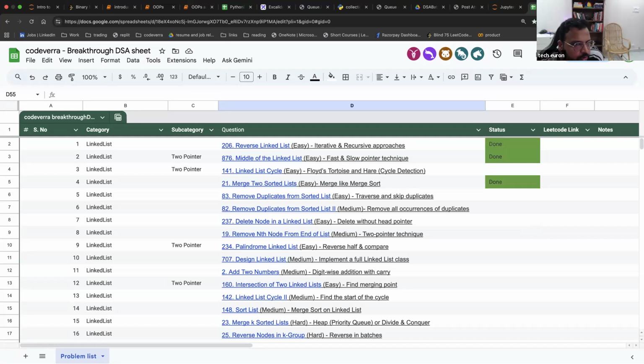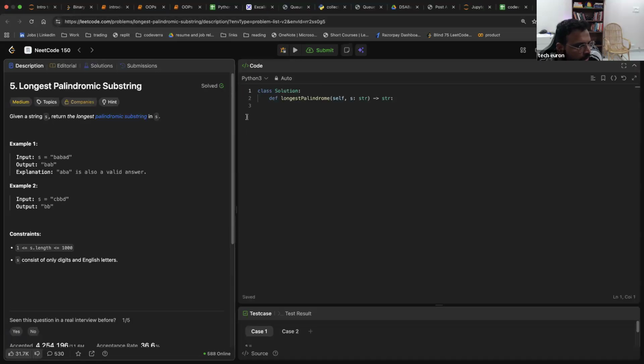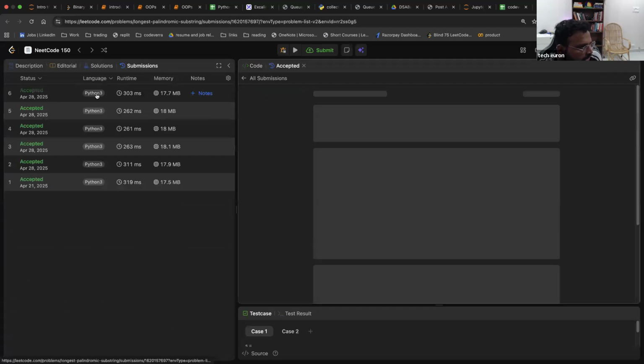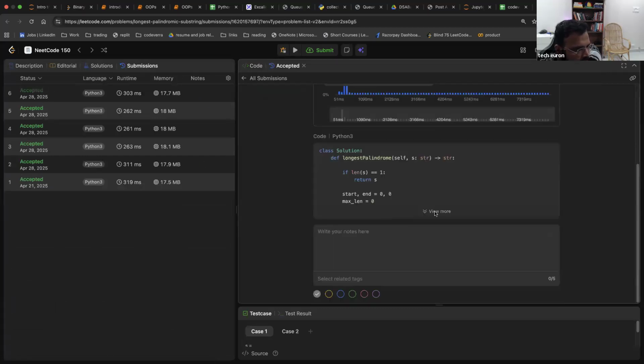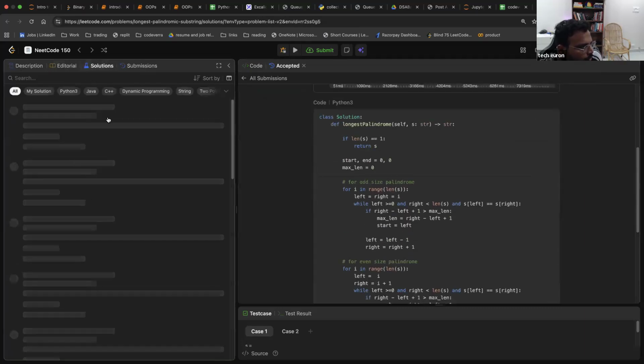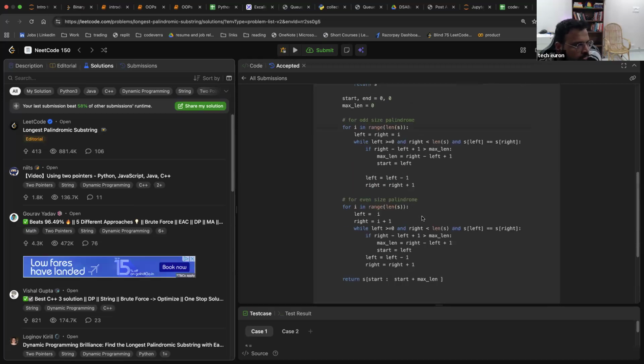Then you go to LeetCode and you look at other people's solutions. For example, this question, longest palindromic substring. Suppose I have written some solution here, and my solution got accepted. According to me this is working fine. So what I will do, I'll go to solutions and look at other people's solutions. Maybe I'll get some better solution.